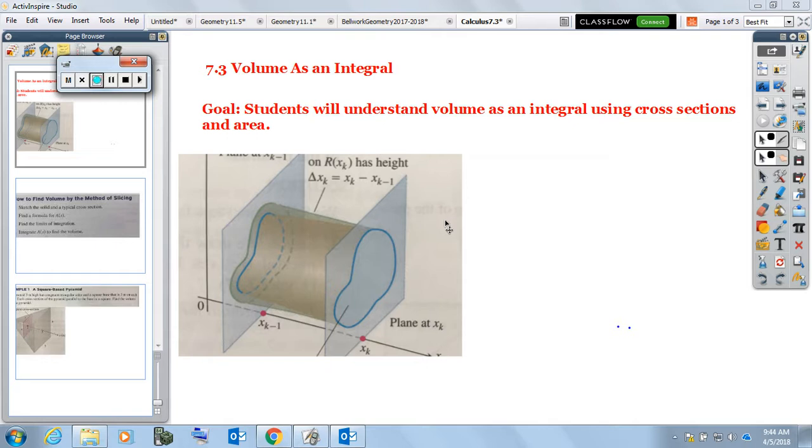And so that's what we're continuing to look at in 7.3, and our goals of this video are to understand volume as an integral using cross sections and areas. And within this video, you're going to find a step-by-step scenario as to how to go about finding volume using what we call the slicing method. But I have this first diagram on the screen because I want you to think just for a second about how do you actually find volume.